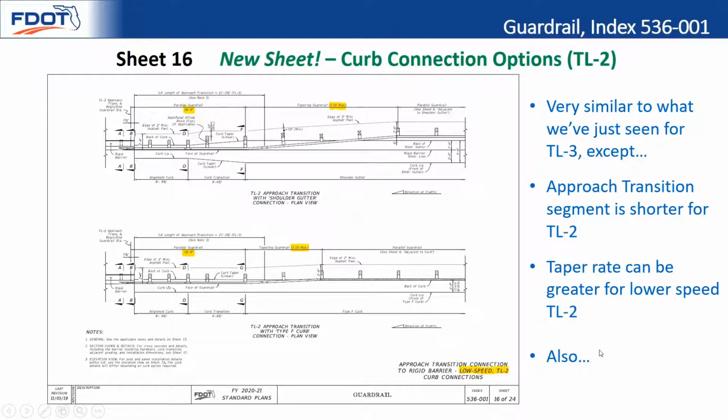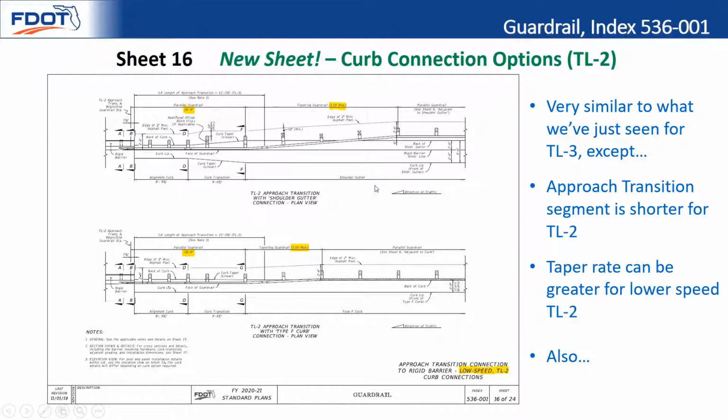Okay, so moving on to new number sheet 16. This is the new sheet that's similar to the one we just saw, only now it's for TL2. And if you recall, a TL3 is used for all design speeds. TL2 can be used for 45 miles per hour or less.